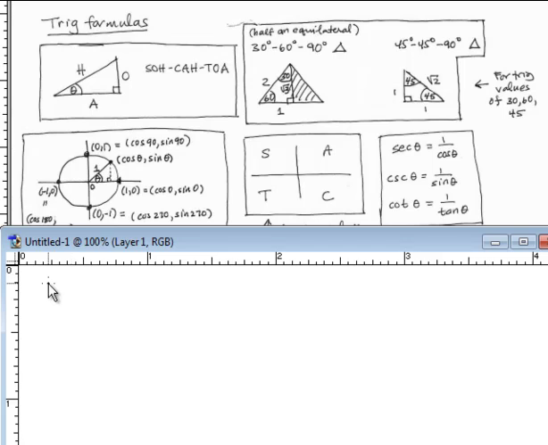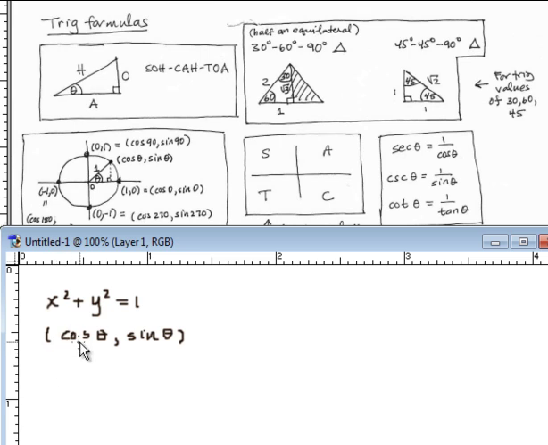Let me mention one other thing about this circle. I said that this circle has equation x squared plus y squared equal to 1, and a typical point on the circle is cosine theta, sine theta, where theta is the angle underneath the radius.